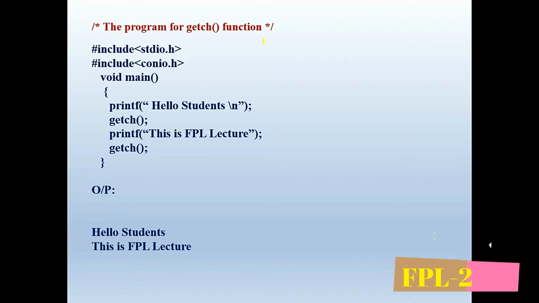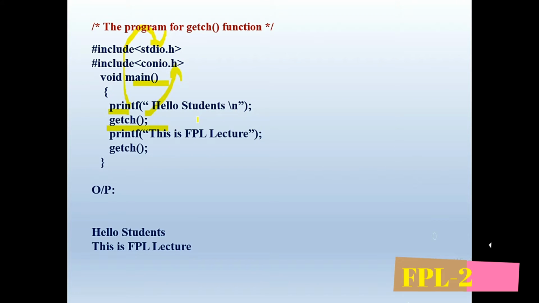The program for the getch function. The getch function is present in conio.h, so that's why we are including #include <conio.h>, and the printf function is present in stdio.h, so we are writing #include <stdio.h>. Inside main, whatever things we want the output of, we have to write all of that inside the main function. So that's why we are writing main.